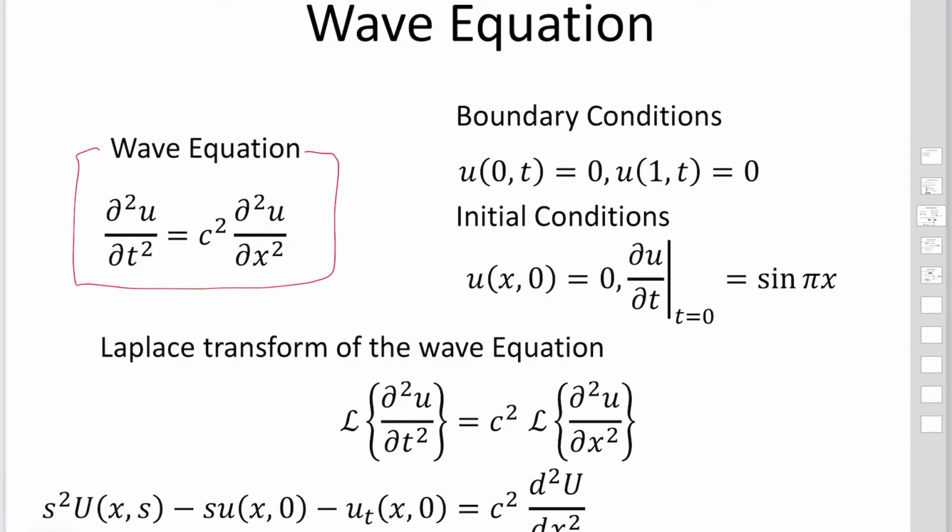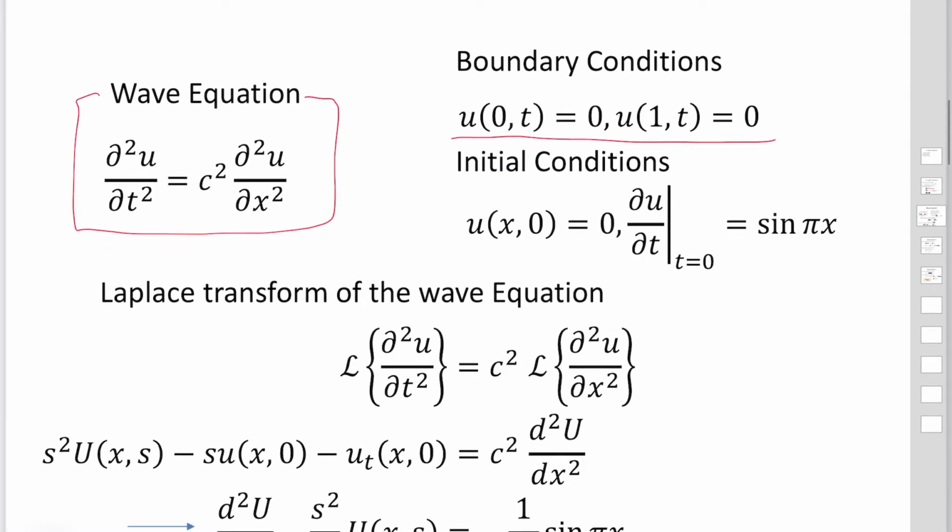And as a boundary condition, at x equals 0 and at x equals 1, the displacement is 0. The initial condition: the initial displacement is 0. The velocity of our string is expressed as sine pi x. Under these boundary conditions and initial conditions, we'd like to solve the wave equation.